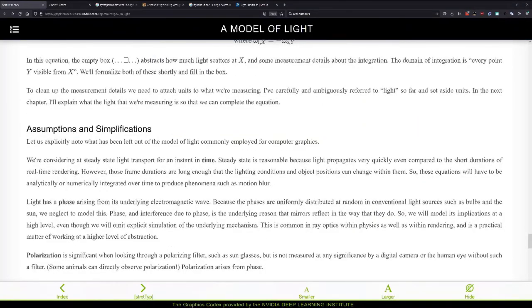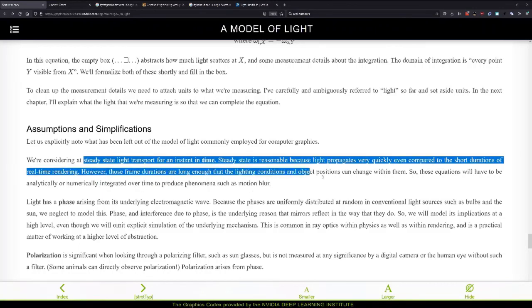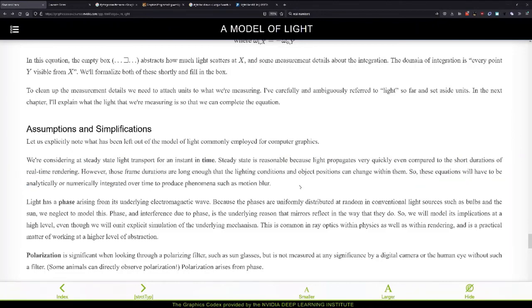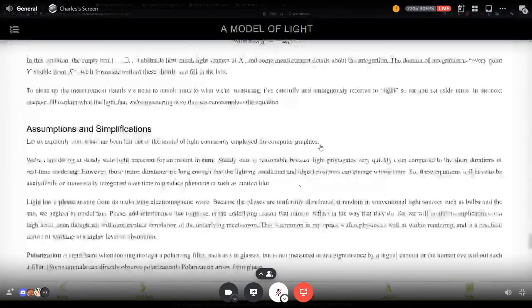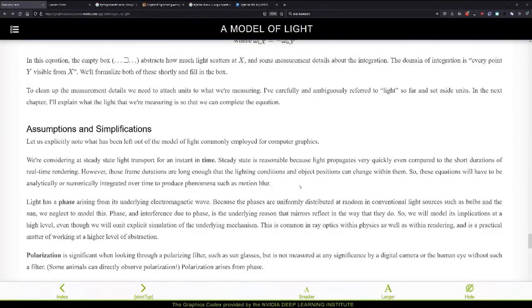Okay. Well, let's see what they left out. Instant in time. Okay, so this says we assume light travels instantly, but some visual effects require you to integrate over time. Things like motion blur. If you're moving fast enough, the camera can't really perceive it because the light isn't perfectly clear. Yeah, there's phase because it's an electromagnetic wave. Since sunlight is pretty uniformly distributed, and light bulbs are too, we just assume everything is irregular and don't need to model it.